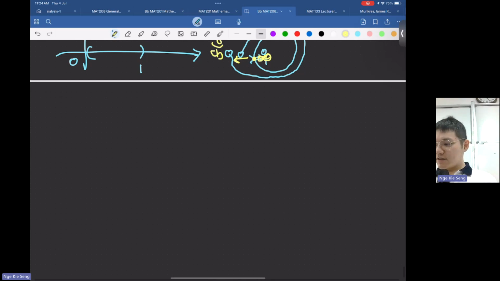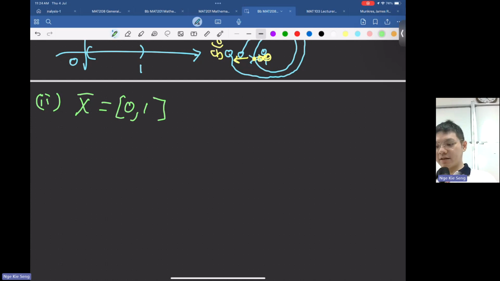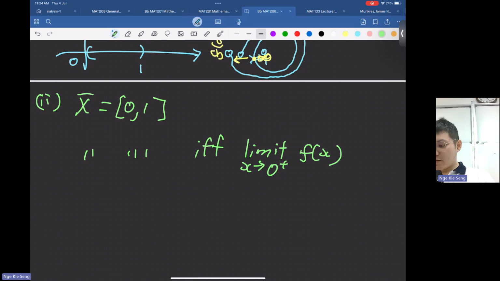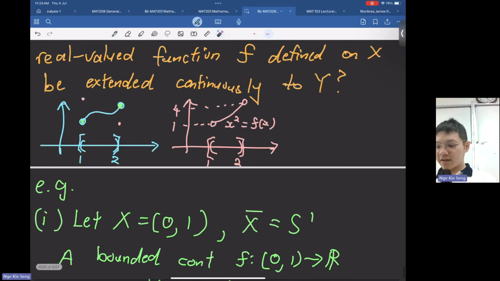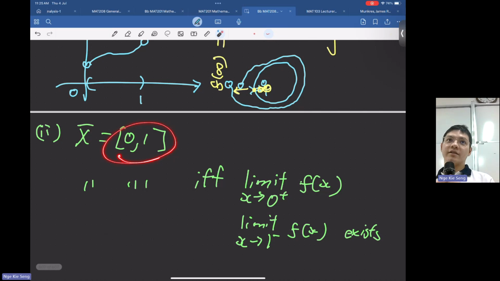Then the other case is easier. For example, if we want to consider the 2-point compactification, it is exactly what you said just now. You can extend it if and only if the limit to the right of x and the limit to the left of f exists. As long as it exists, we just fill it in. This is what we did just now, right? If it is a 2-point compactification.